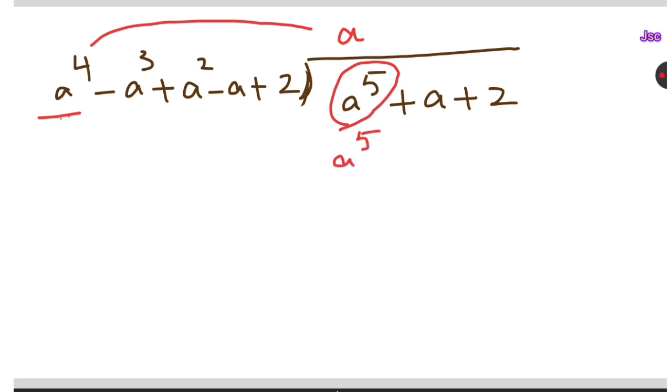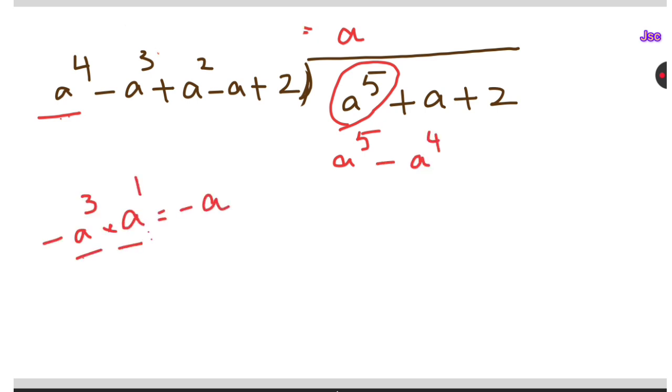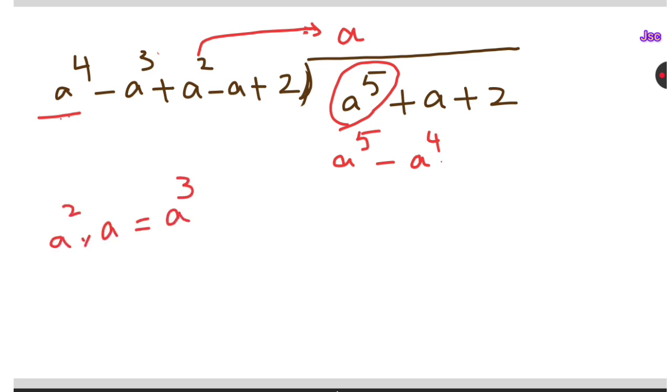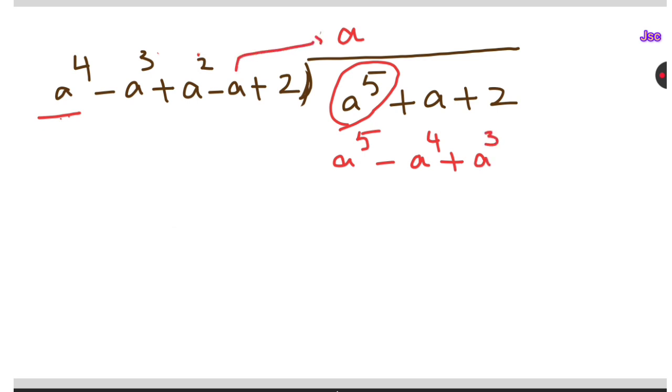Then minus A raised to the power of 3 times A. A is nothing but A raised to the power of 1. So when bases are same, we can add the exponents. That is 3 plus 1, which gives minus A raised to the power of 4. So let's write it here. Now we have plus A raised to the power of 2. Now multiply with this A. A raised to the power of 2 times A gives A raised to the power of 3. So plus A raised to the power of 3. Now we have minus A times A, which gives minus A power 2. Now we have 2 times A, which gives plus 2A.